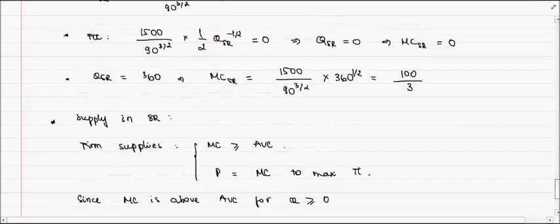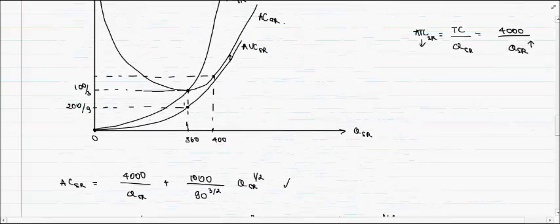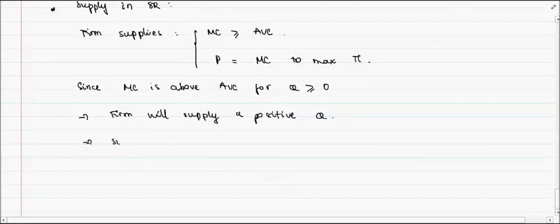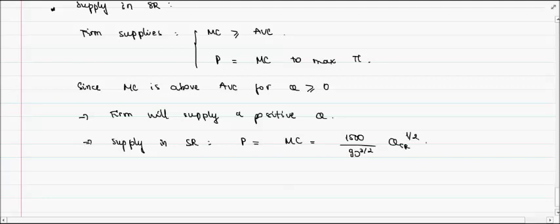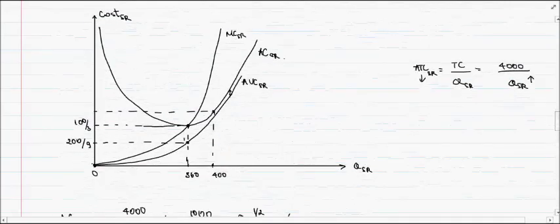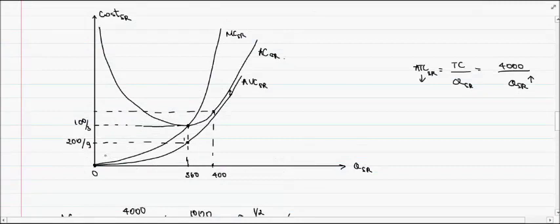the firm will supply positive quantity for any given price. Okay, and so therefore the supply curve in the short run is where the price equals the marginal cost, and that is equal to 1,500 divided by 90 to the power 3 on 2 Q_SR to the power half. Okay, so this is the supply function, and on the diagram that is just going to be the marginal cost curve. Basically this is just the curve here. So it's the same as the marginal cost curve in the short run.